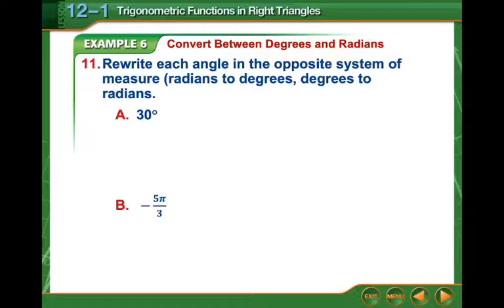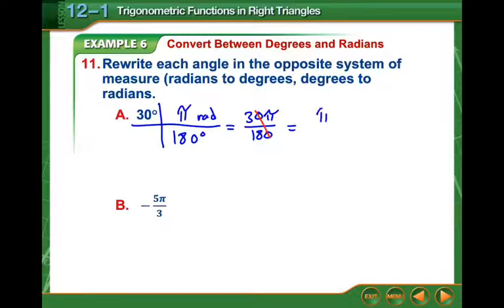So here we have degrees. We know that pi, sorry, the last slide showed it, I should have talked about it, but pi radians is 180 degrees. So that's our conversion factor. We're going to multiply this by pi radians on the top and 180 degrees on the bottom. So we multiply across, we get 30 pi over 180. You get rid of that 0, and 3 over 18 is 1/6, so it's pi over 6.